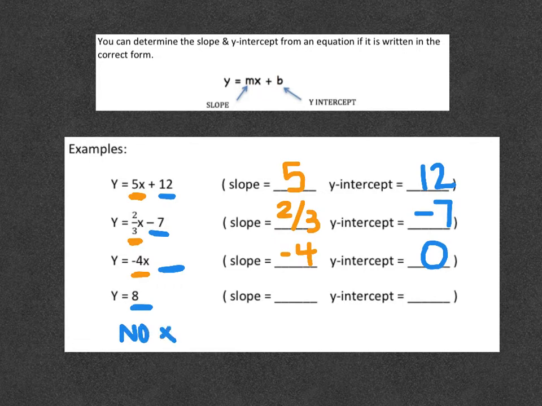There's no x in this question. That means my slope is 0, and my y-intercept is the number that is available right now. The slope is 0 because there's no x, and then the y-intercept would be 8 for that line. When it looks like this, it's going to be a flat line. Anytime it looks like this, it's a horizontal flat line with a slope of 0.